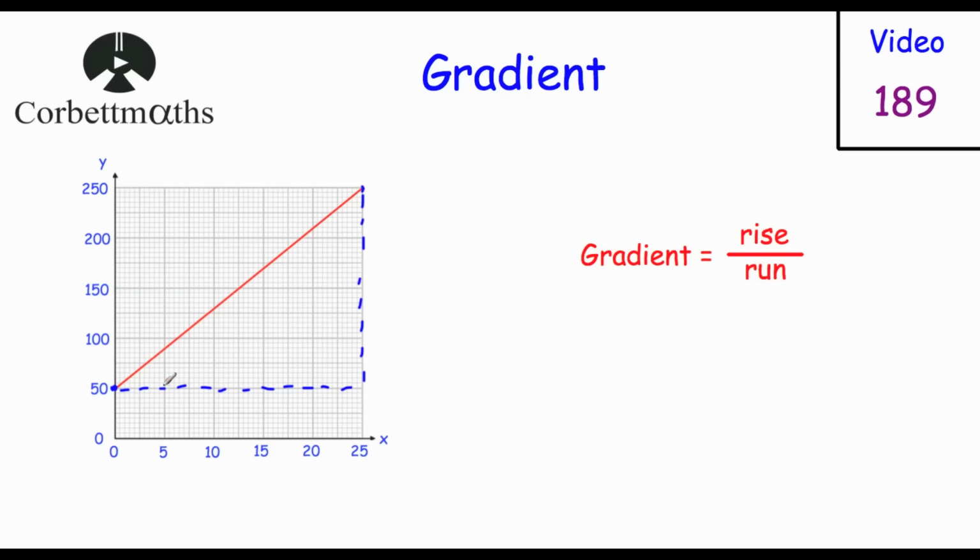Now in terms of the run, we're going from 0 here, all the way across to 25. So the run here would be 25. And the rise, well, we're going from 50 up to 250, so our rise would be 200. Then to find the gradient, we do the rise divided by the run. So 200 divided by 25 is equal to 8. So the gradient of this line is 8. What that means is for every 1 unit you go across, you're going to be going up 8.